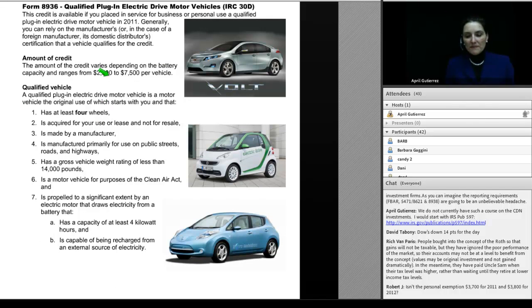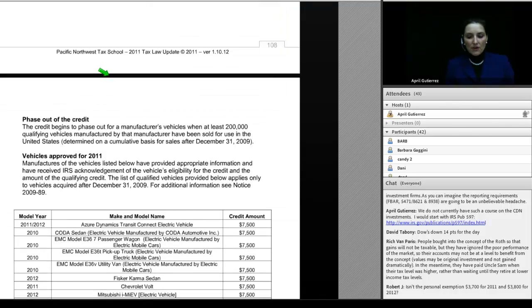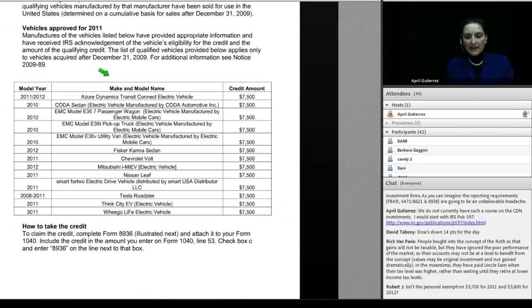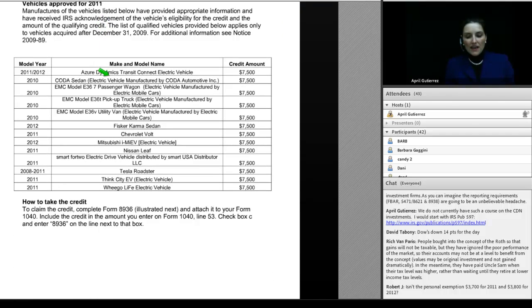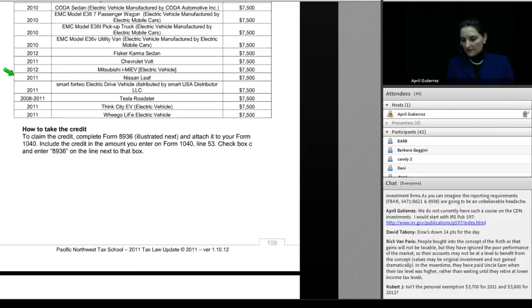But let's look at the credit itself. The rules for the credit are that it ranges from $2,500 to $7,500 per vehicle. But what I've observed is that every single vehicle that qualifies is actually qualifying at the $7,500 level. And I went online 2 days ago and pulled up all of the current qualifying vehicles, and this is a list of all of the vehicles that have currently been approved for the credit. And you could have had a client that had bought any one of these.